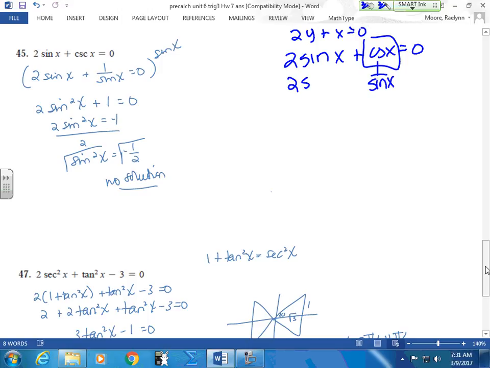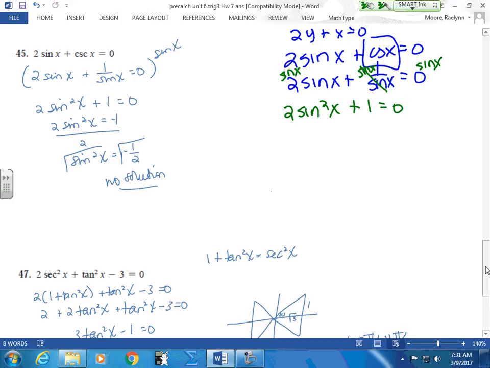Everything says sine now? Yeah. And yes, it has a fraction. Just multiply every term by sine of x. Multiply this guy by sine of x, this guy by sine of x, this guy by sine of x. This now becomes 2 sine times sine, which is sine squared. This guy is wiped out, and this guy is a 0.